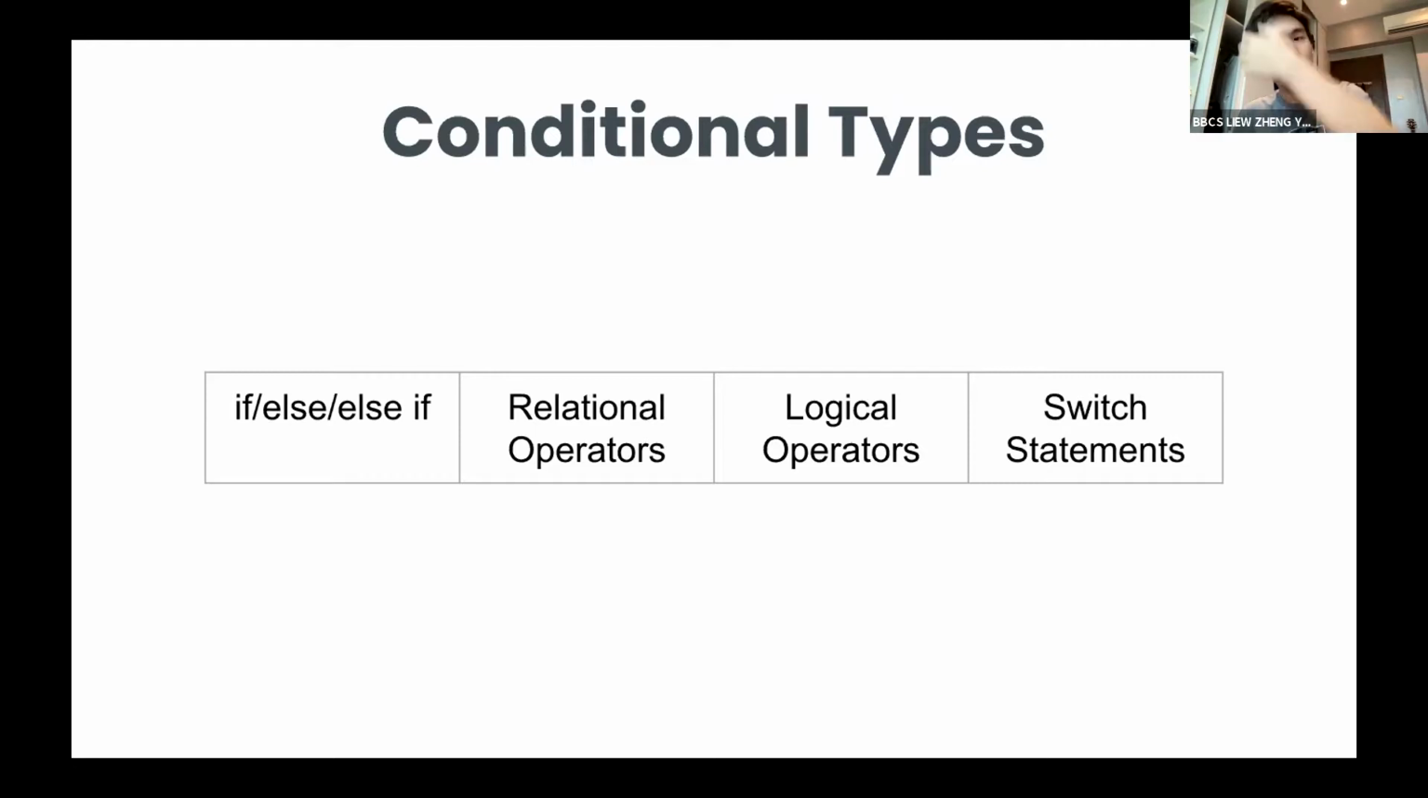The difference between these three is that if is always used first. If this condition is met, then you carry out this. And then else is the other default conditional that should always be used. Else is if the if conditional or the else if conditional is not met, then whatever is under else will be carried out.